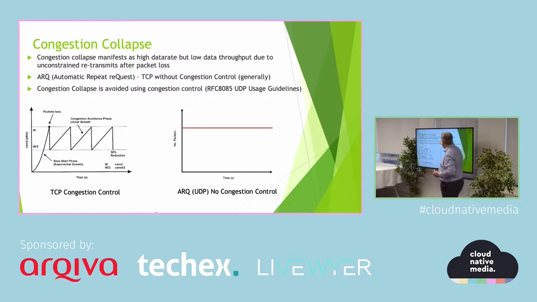Congestion collapse manifests as high data rate but low throughput due to unconstrained retransmits after packet loss. So this was first discovered back in the 1980s, when the universities were still using a variation of ARPANET. And two buildings on a campus found, at the time, they had a massively high-speed link. I think it was 100 kilobits a second between the two buildings. And they were seeing 100 kilobits a second of data activity, but they were only seeing fractions of a kilobit a second of data getting through to the end user. And that's because they had just discovered congestion collapse.